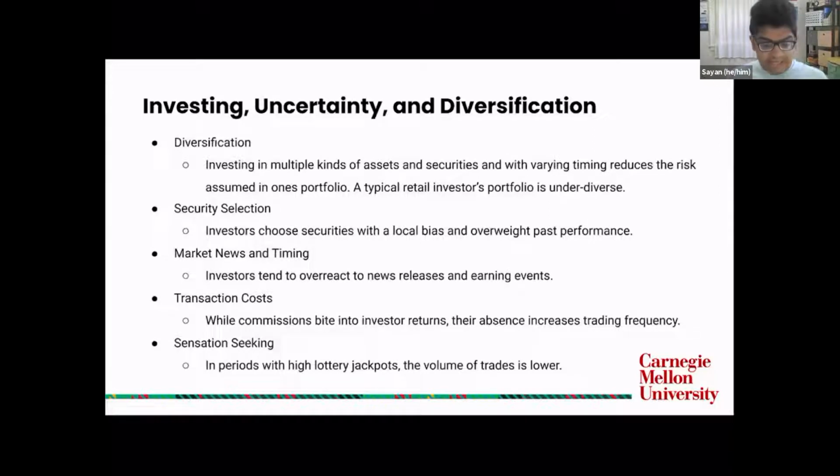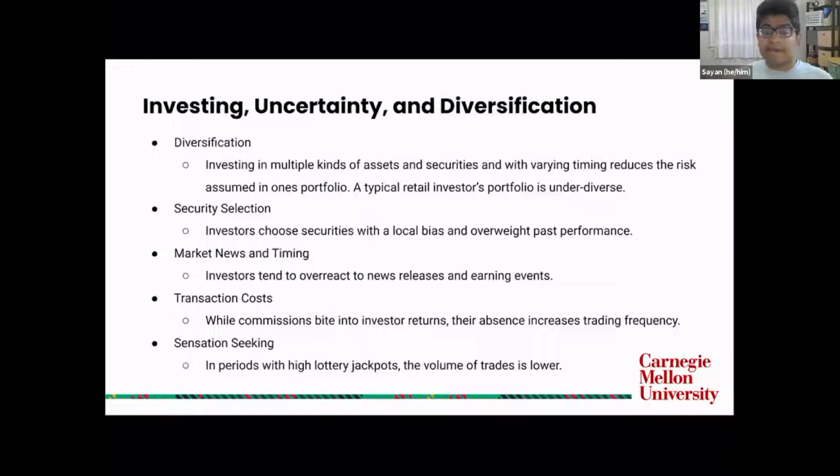So let's talk about the insights we got from financial literature. As mentioned earlier, there is inherent risk associated with investing. This is what sets it apart from saving. Diversification is the process of investing in multiple kinds of securities to reduce the risk assumed in one's portfolio. Investing and portfolio theory emphasizes diversification, but empirically, there is a large gap between the theoretical recommendations and how retail investors actually behave. While adequate diversification is possible with only 30 securities, retail investors typically invest in only 4.